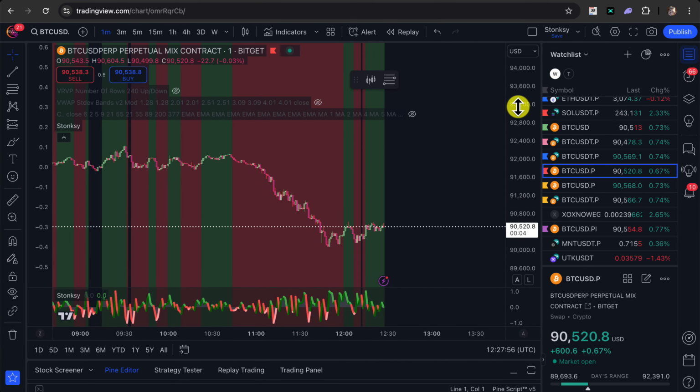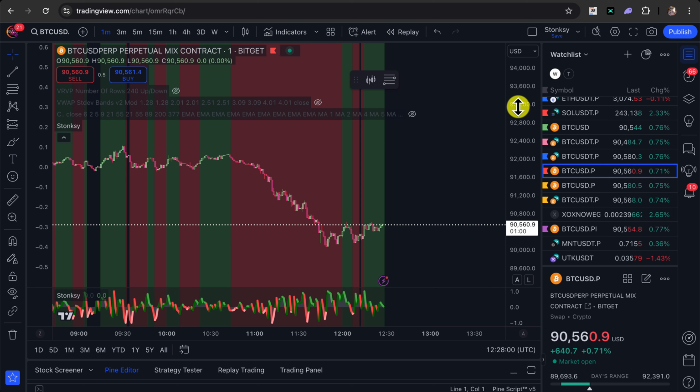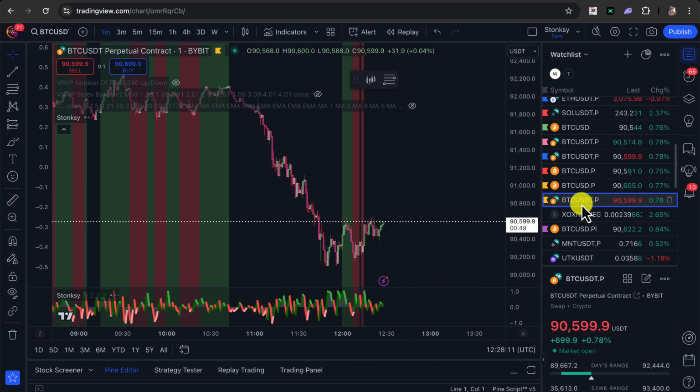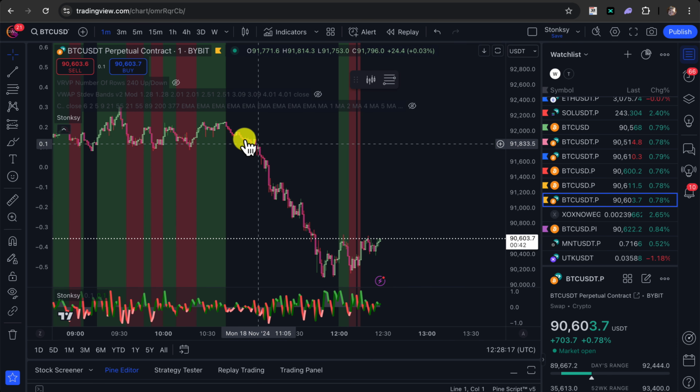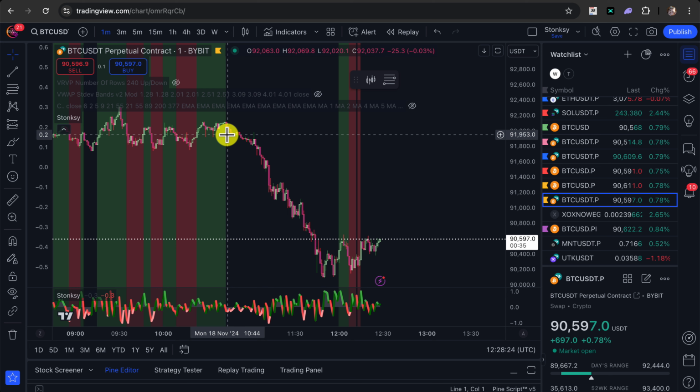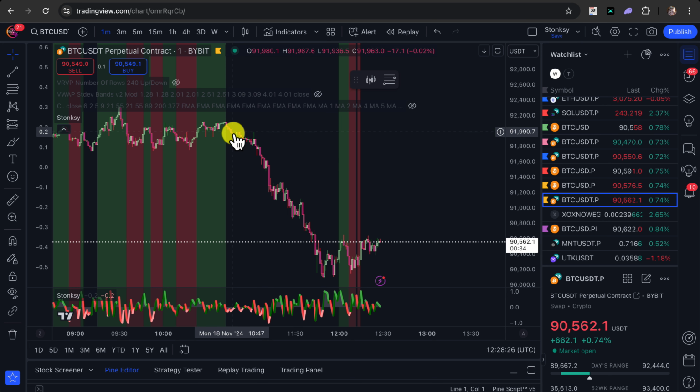Okay, so what I want to do here is just show you how I got into this trade and why I got into this trade. And there's a couple of things that you need to note. I know that TMG, Jordan, he often uses the Bybit BTC USDT chart. Now, I was looking this morning, and at this point, the green Stonksy background disappeared at about 10:43 UTC, and the price started to come down.